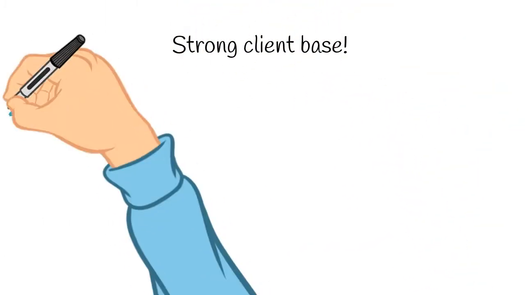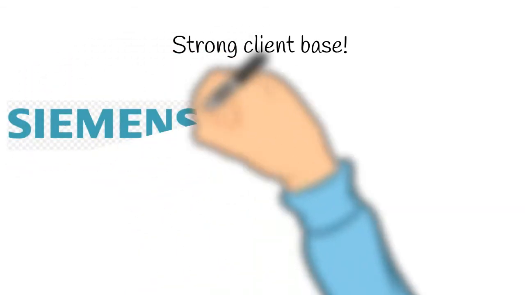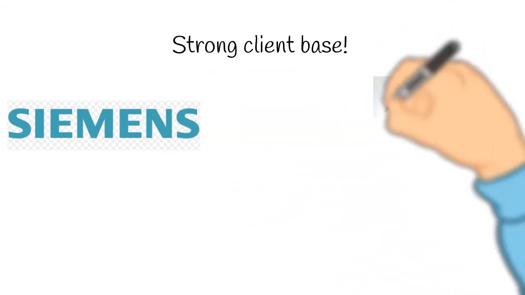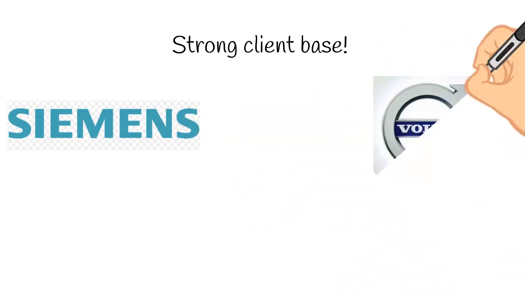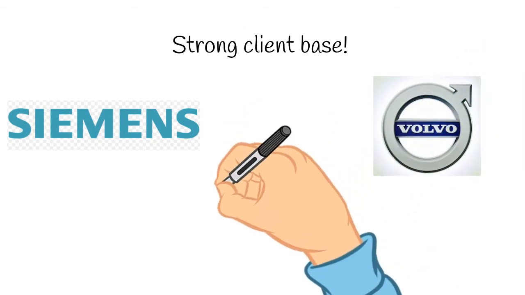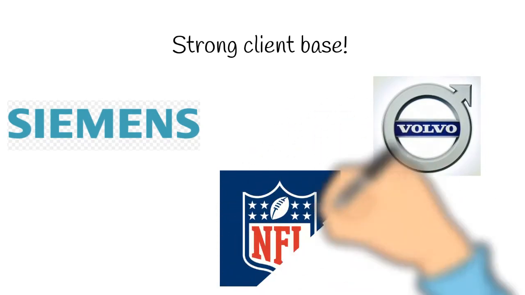QuickSight has developed a good amount of client base since its launch in 2015. The list of customers includes the German company Siemens, a leading supplier of power generation transmission systems, the Swedish automobile company Volvo, as well as the National Football League.